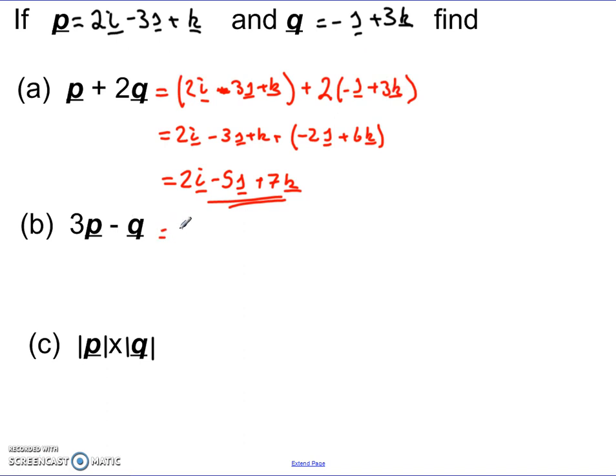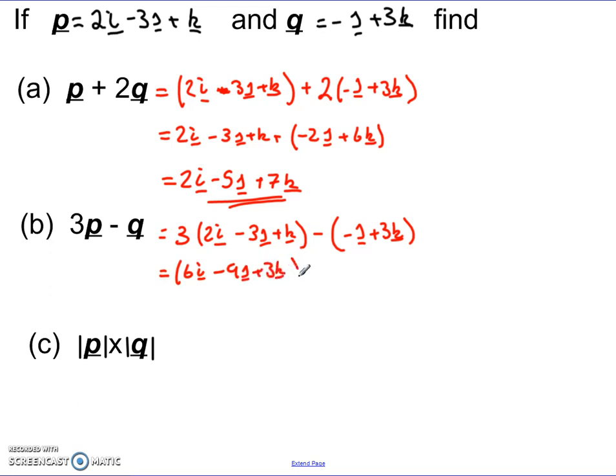So 3p minus q is the same sort of thing. So it's 3 times the p vector, so 2i minus 3j plus k. It's then minus the q vector, so take away the q vector, which is negative j plus 3k. Again, same sort of idea. Scalar multiples first, then we get rid of any of the respective components by combining them together. Scalar multiple of this one gives me 6i minus 9j plus 3k. Let's take away, this one's got no scalar multiple, so we leave it as it is, negative j plus 3k.